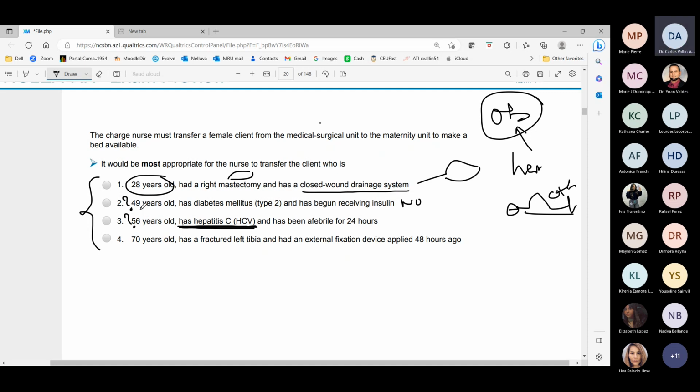And what is this patient going to require? Antiviral medication. Antiviral medications, which are the modern treatment of hepatitis C, are they drugs that OB nurses master or not? Well, I think not.